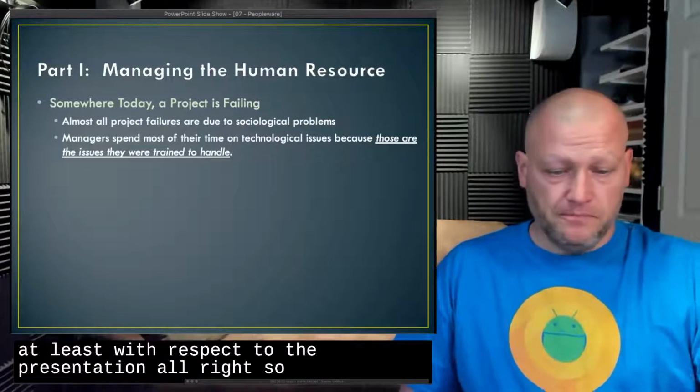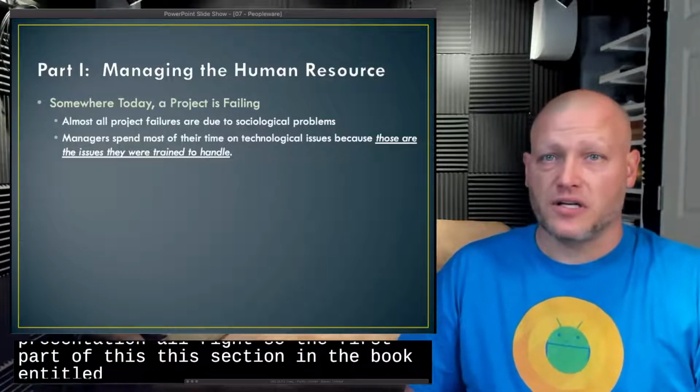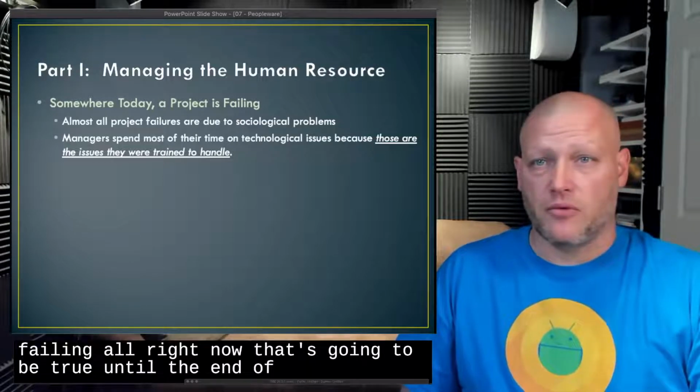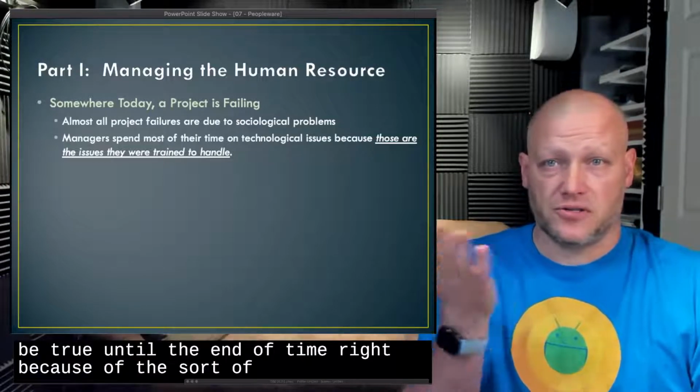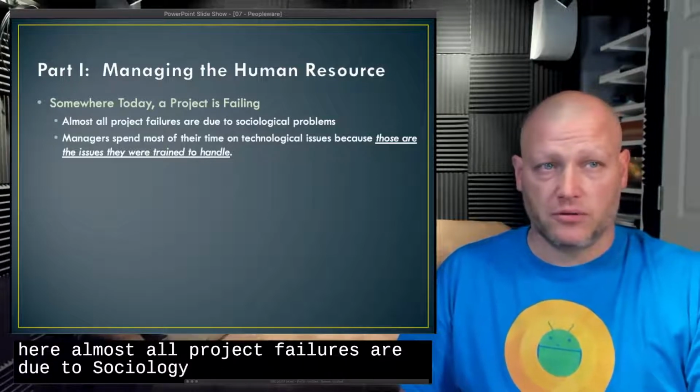All right, so the first part of this section in the book is entitled "Somewhere Today a Project is Failing." And that's going to be true until the end of time, right? Because of the first issue here. Almost all project failures are due to sociological problems.